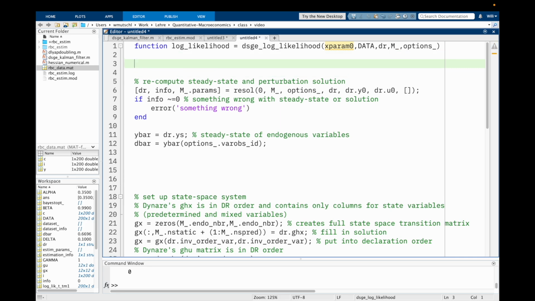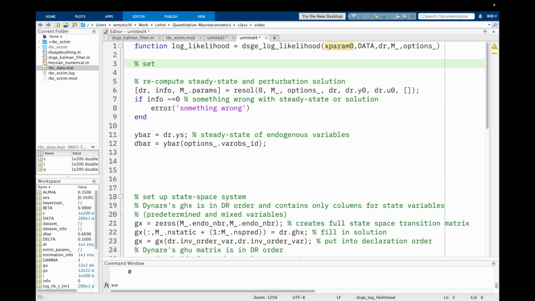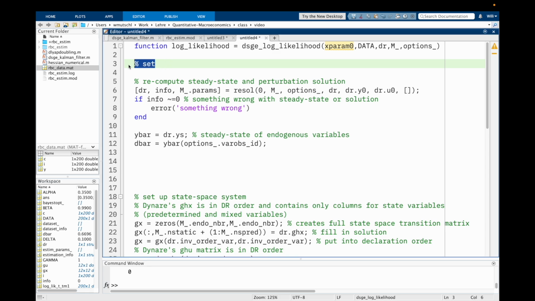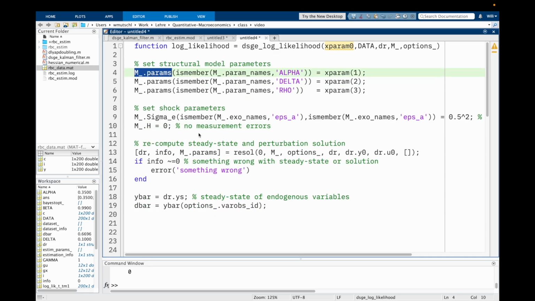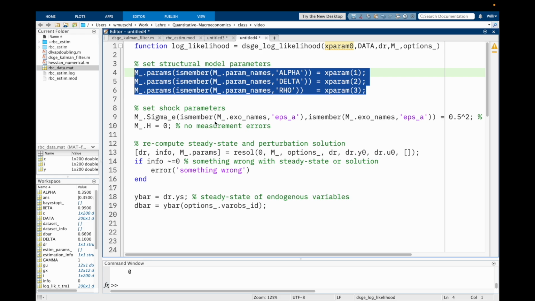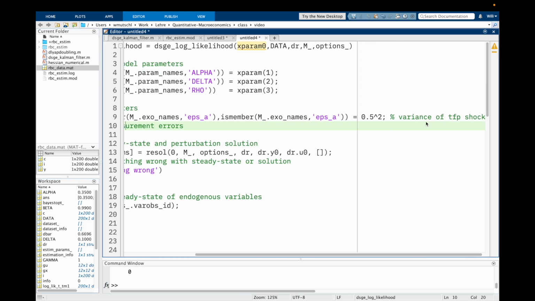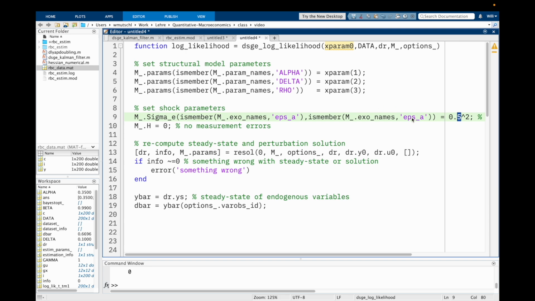Okay, so I have changed parameters. The first thing I need to do is recompute everything. So I need to set the parameter values as we did just in the other script. So I need to update the parameters for alpha, that was my first, I ordered it first, then for delta and rho. Fine. Maybe you also did something for your variance. This could be xparam4 or so. I did not change that. And maybe you need to update your measurement errors.